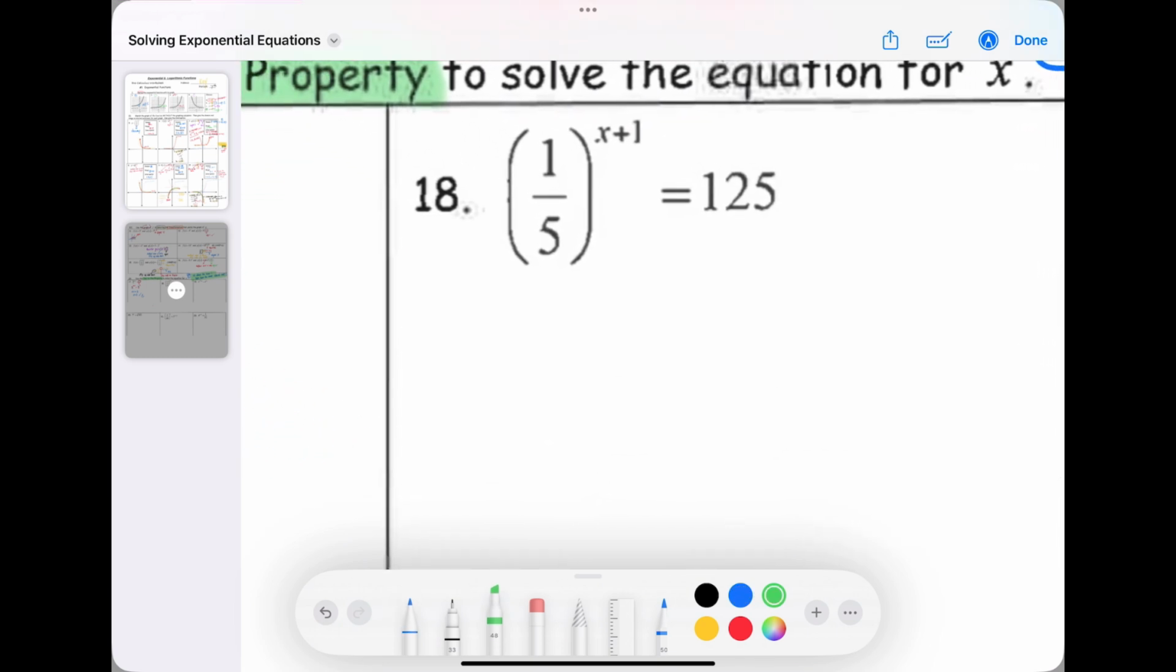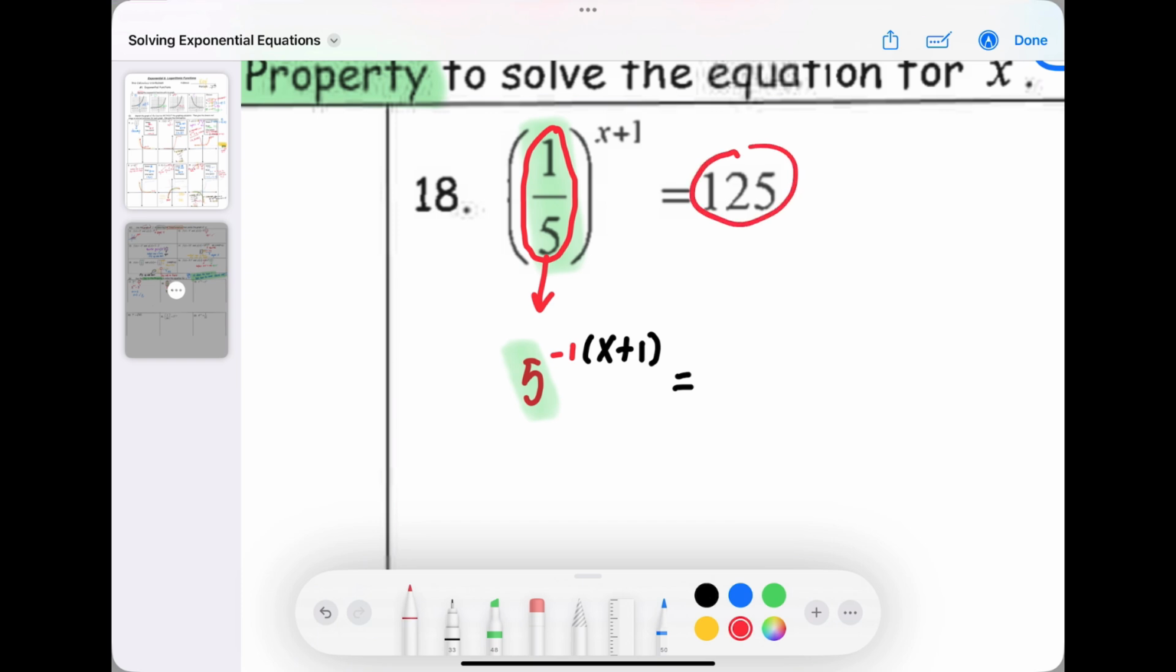No calculator. All right, number 18 in class. What is my base? You may say it's 1 over 5. That is correct, but remember what we talked about: we do not like fractions. So when you look at 1 over 5, I can rewrite this as 5 to the negative 1 power. Then nothing is wrong with my original power, which is x plus 1. And at this moment, the base is now 5.